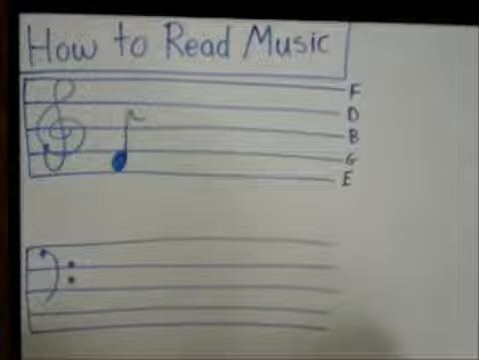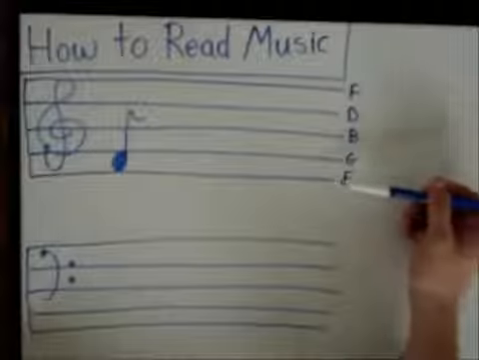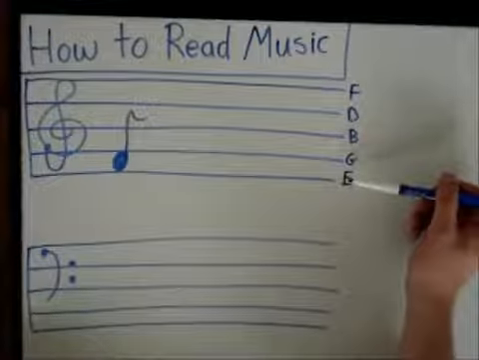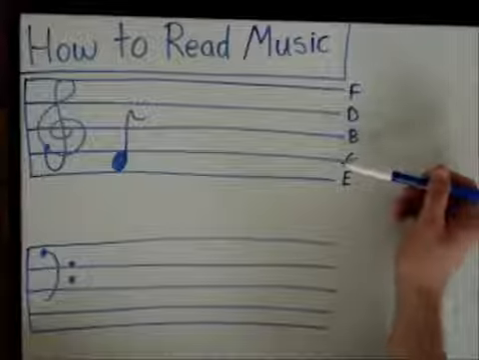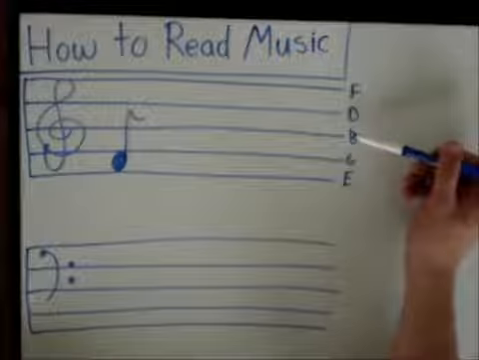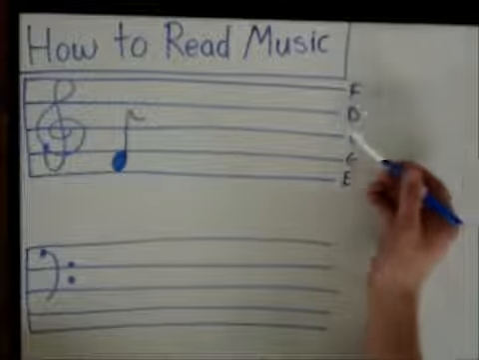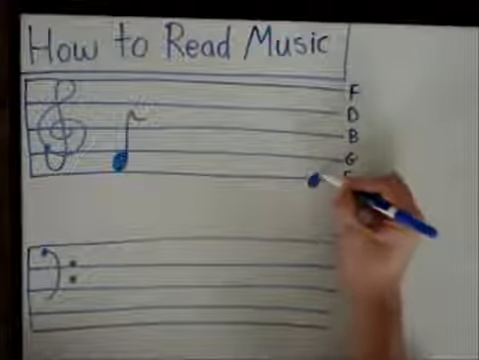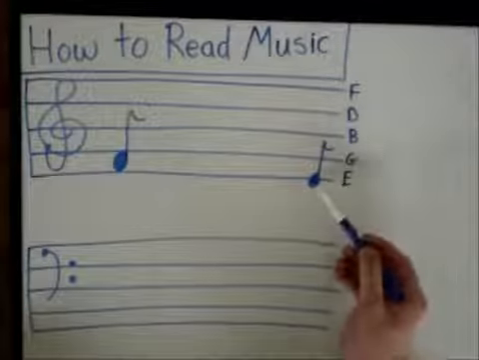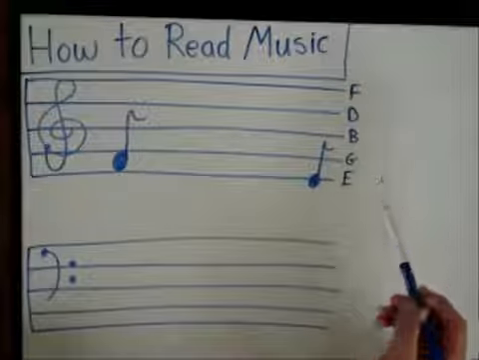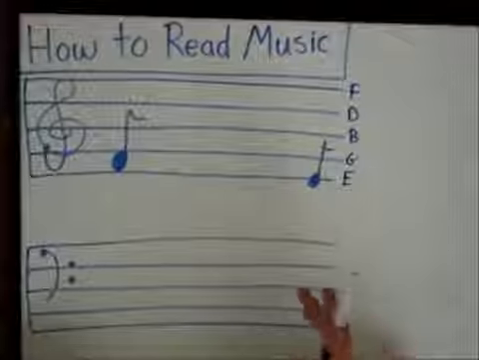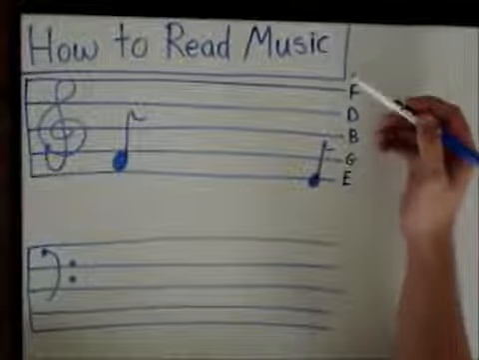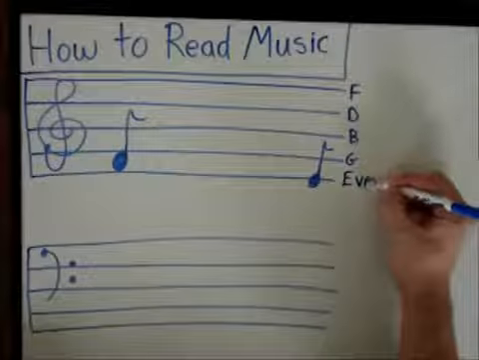So for instance, in the treble clef, the bottom line represents E, the note E, then G for the second line, then B, D, and F for the third, fourth, and fifth lines. If you see a note right here, that is telling you you're going to play an E note. And an easy way to remember these lines, E, G, B, D, F, is by this little mnemonic.